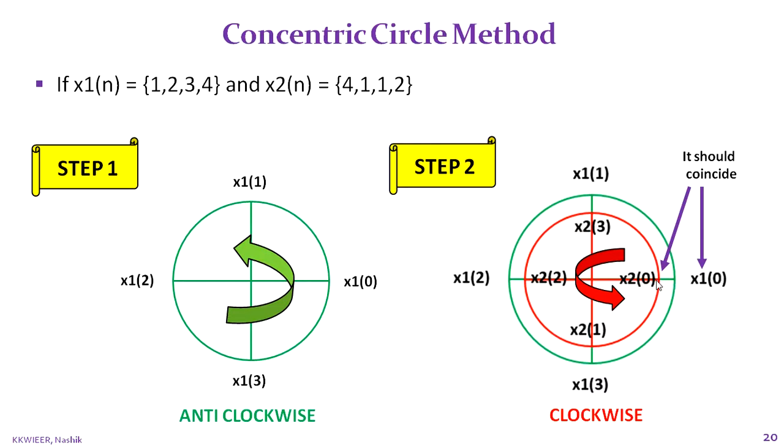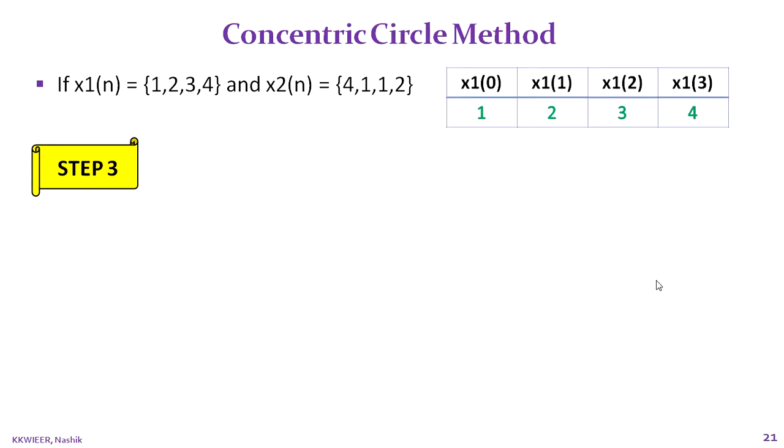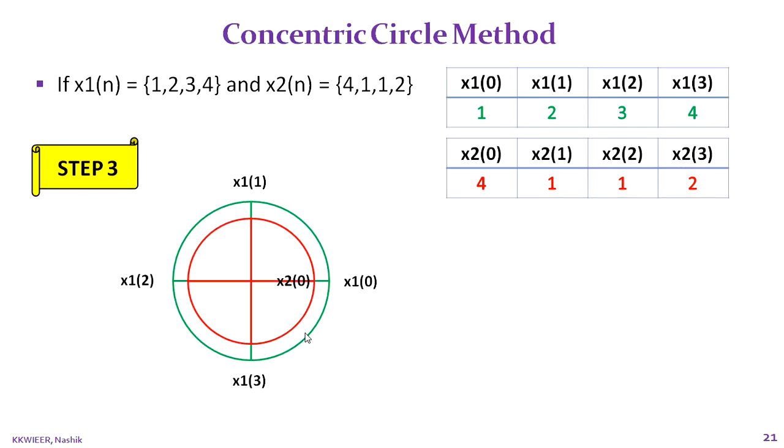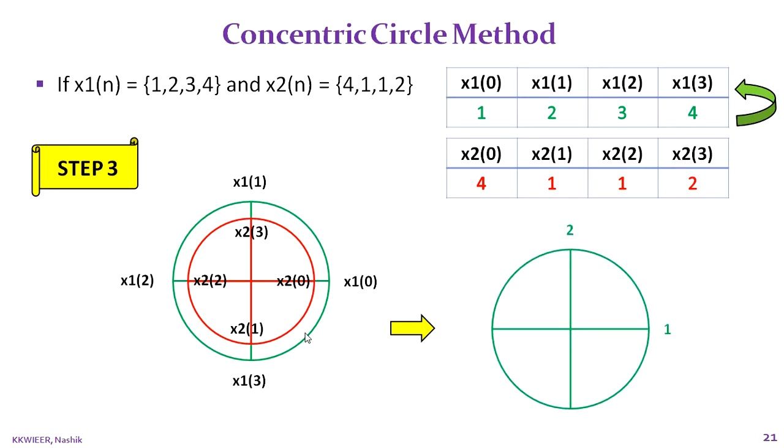Then step 3, now you have to put the values. So let us substitute the values. We have seen that the first sequence goes in anti-clockwise fashion and the second sequence in clockwise fashion. So how to substitute them? 1, 2, 3, 4 in anti-clockwise and 4, 1, 1, 2 in clockwise. So in this way, we have substituted the values. Now let us try to solve it.